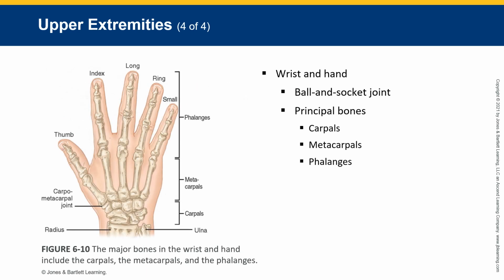All right. Wrist and hand. The wrist is also a ball and socket joint, so you can make a full circle. Principal bones: carpals, metacarpals, and phalanges. Have you got any questions so far?